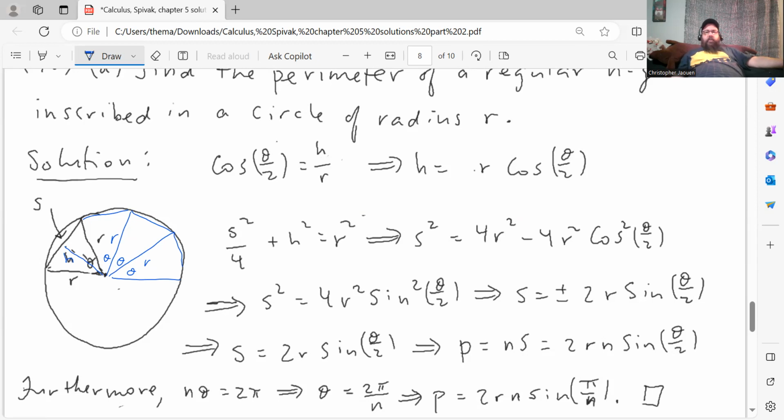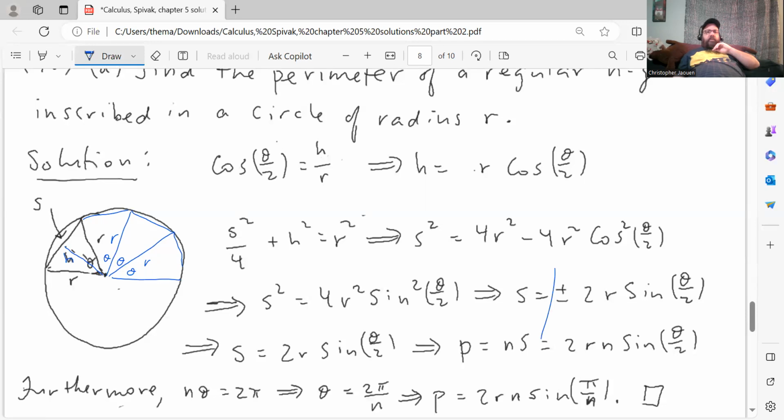If you take the square root, s is plus or minus 2r sine theta over 2. Theta is an acute angle here, so we don't need to worry about absolute values around the sine function. We choose the positive one because s is the length of a side of an n-gon. So s is equal to 2r sine theta over 2, which gives us the perimeter if we multiply that by n, because there's n of these sides. So P is ns, which equals 2r n times sine theta over 2.